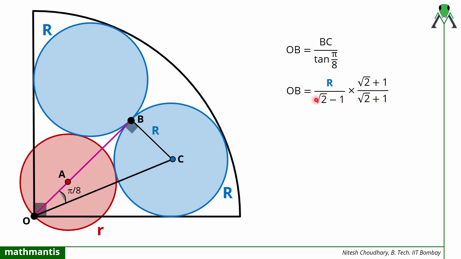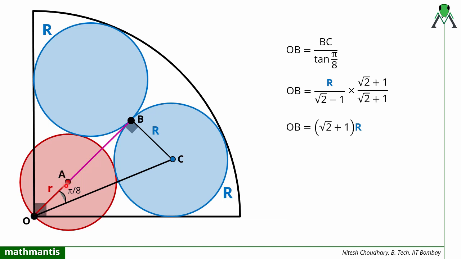In the denominator we will get (a minus b)(a plus b), that is root 2 square minus 1 square, that is 2 minus 1, that is 1. So OB length is root 2 plus 1 multiplied by r, that is this length. Now in length OB, we can see that OA length is nothing but the radius of the small circle.